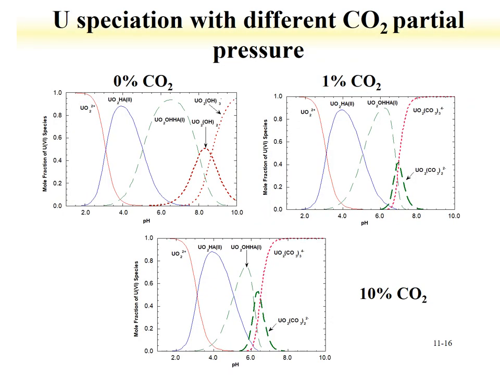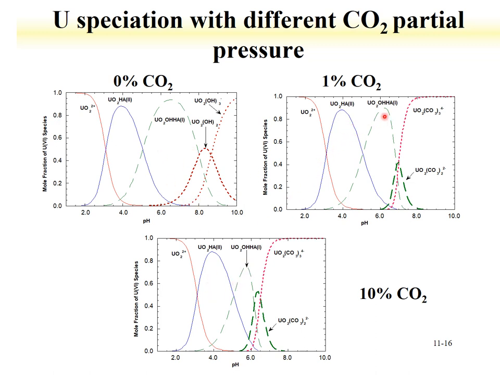One of the main outputs for the calculations we've just performed is the evaluation of speciation of uranium as a function of conditions. And here's the data for 0% CO2 partial pressure, 1% and 10% CO2 partial pressure for uranium speciation as a function of pH. And this data is taken from those Excel spreadsheets. And what we see is that as the CO2 partial pressure goes up, the carbonate becomes more important, it becomes more dominant at earlier pHs, and that the overall concentration of other species are impacted.